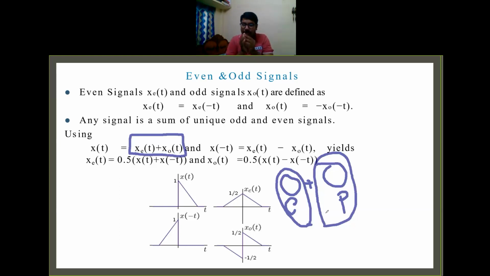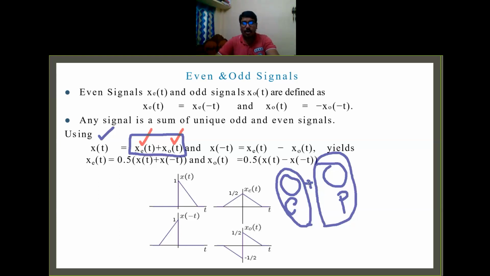I'm not saying that it is odd or even. Inside every signal there are two parts: one part is the even part and the second part is the odd part. That is my statement. So x of t is an elementary signal, and it can be represented as the sum of an even part and an odd part. Every signal can be written like this.